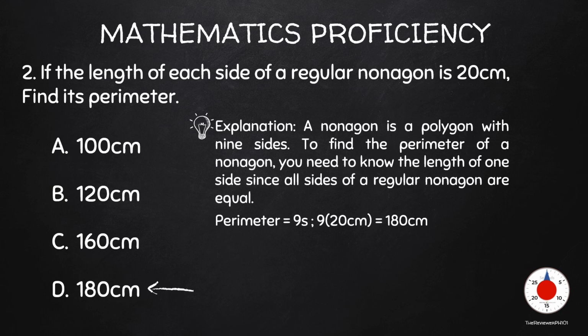Explanation: a nonagon is a polygon with 9 sides. To find the perimeter of a nonagon, you need to know the length of one side, since all sides of a regular nonagon are equal. Perimeter equals 9 times s, which is 9 times 20 centimeters, equals 180 centimeters.